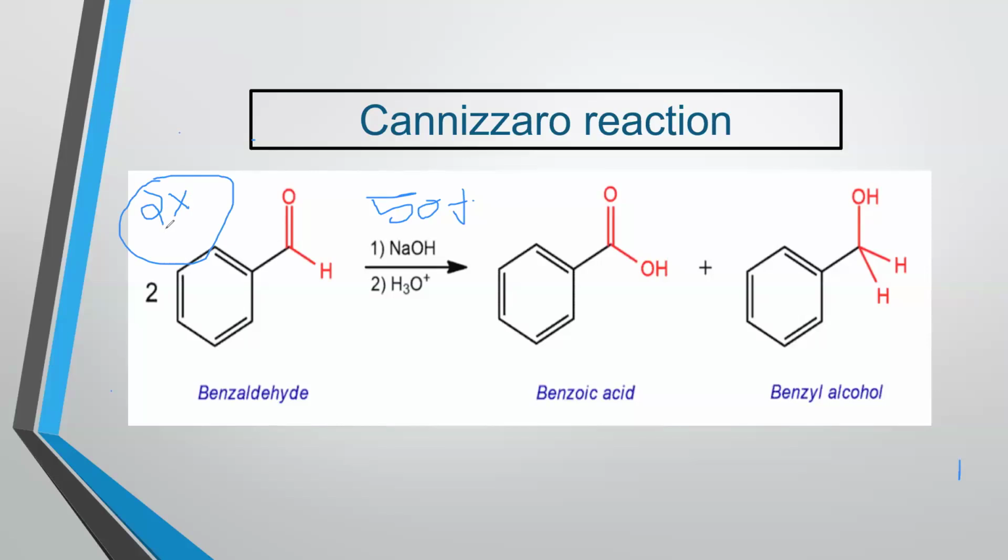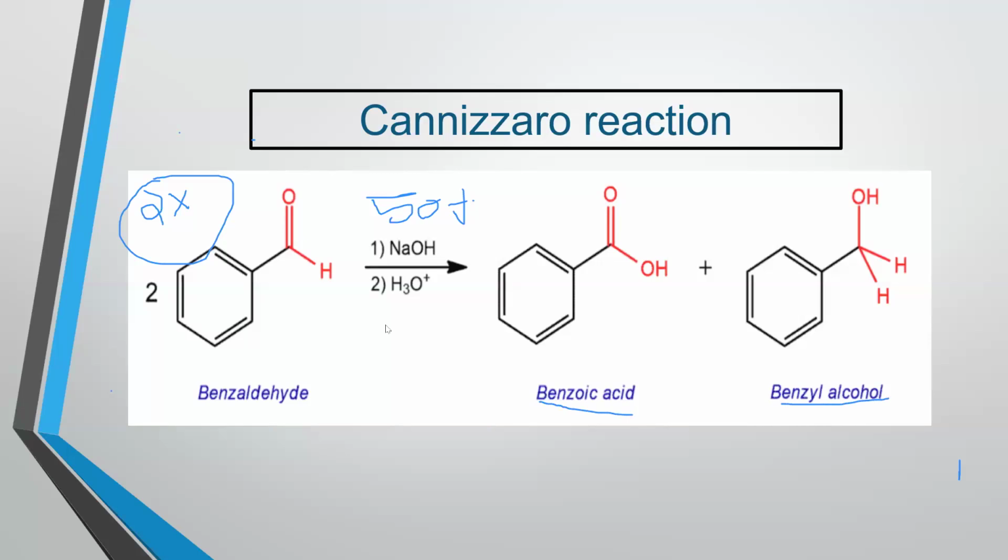Benzaldehyde and also formaldehyde, HCHO, can give the Cannizzaro reaction. Half of the moles will be converted into benzoic acid and half will undergo reduction to give benzyl alcohol. So this is what the Cannizzaro reaction is.